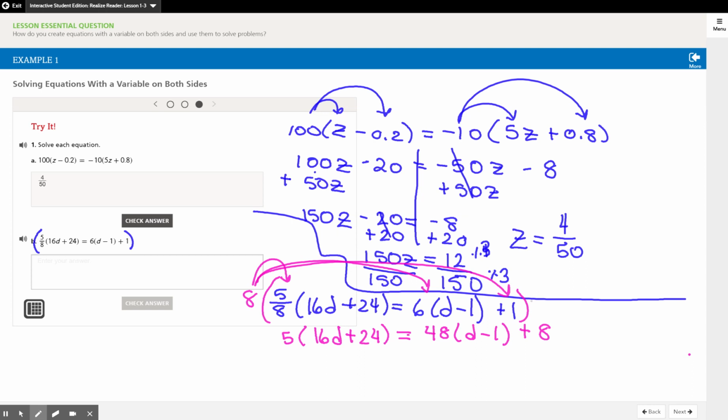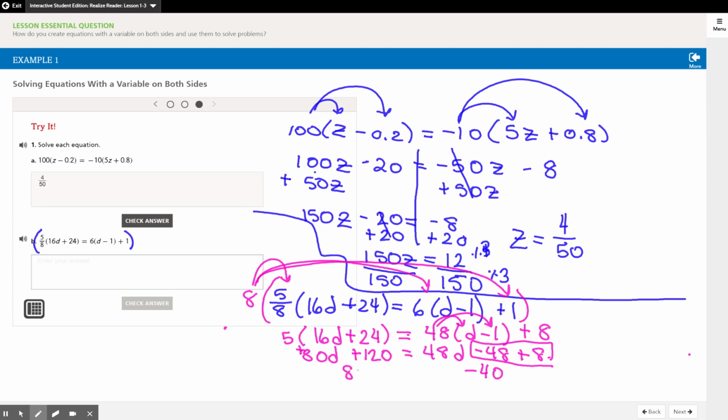So once we do that, we can now distribute. So 5 times 16 gets us 80. And that's a positive 80. And then don't forget the d. And then 5 times 24, which is 120, equals 48 times d, which is 48d, 48 times negative 1, which is negative 48, plus 8. And now we can combine these like terms. Now that the parentheses are gone, negative 48 plus 8 is negative 40.